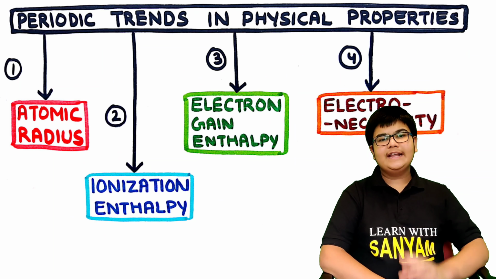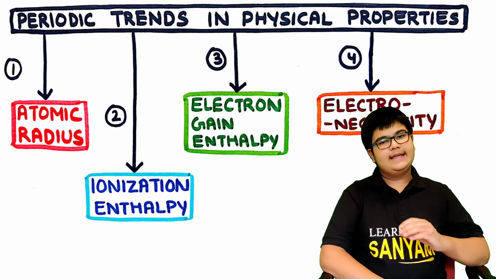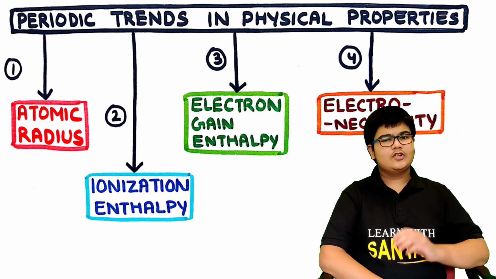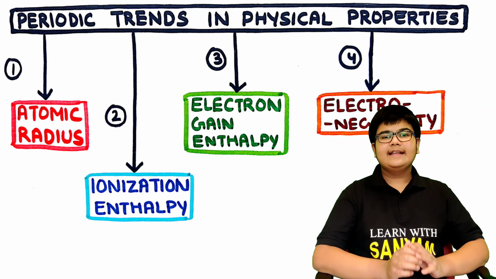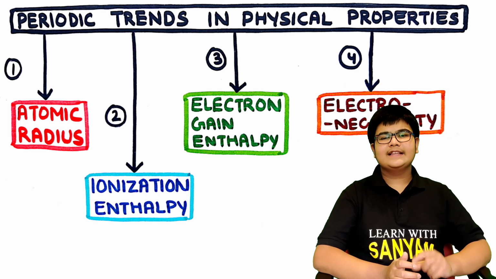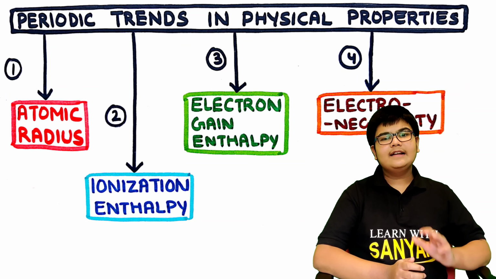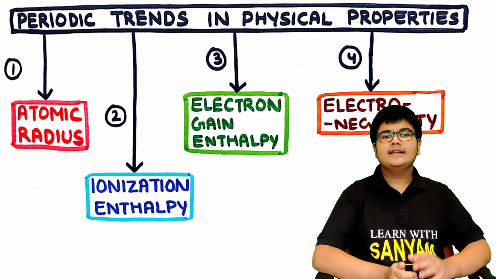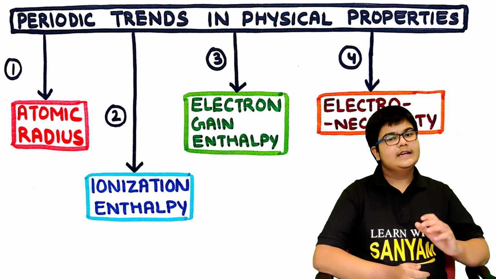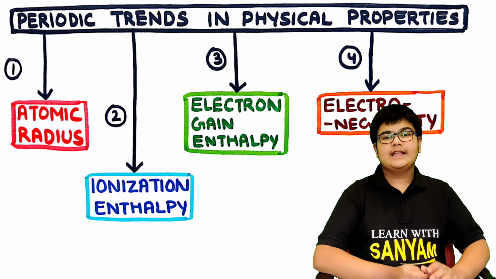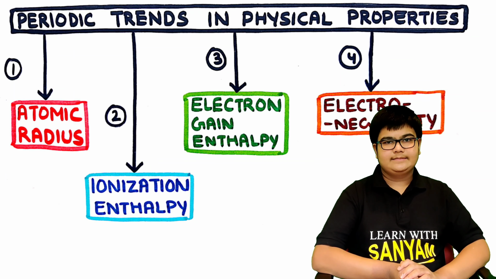These periodic trends can be observed in both the physical properties as well as chemical properties of elements. But in this lecture we shall only be discussing physical properties. The periodic trends in chemical properties will be discussed in the next lecture. So let's start with today's topic, periodic trends in physical properties.